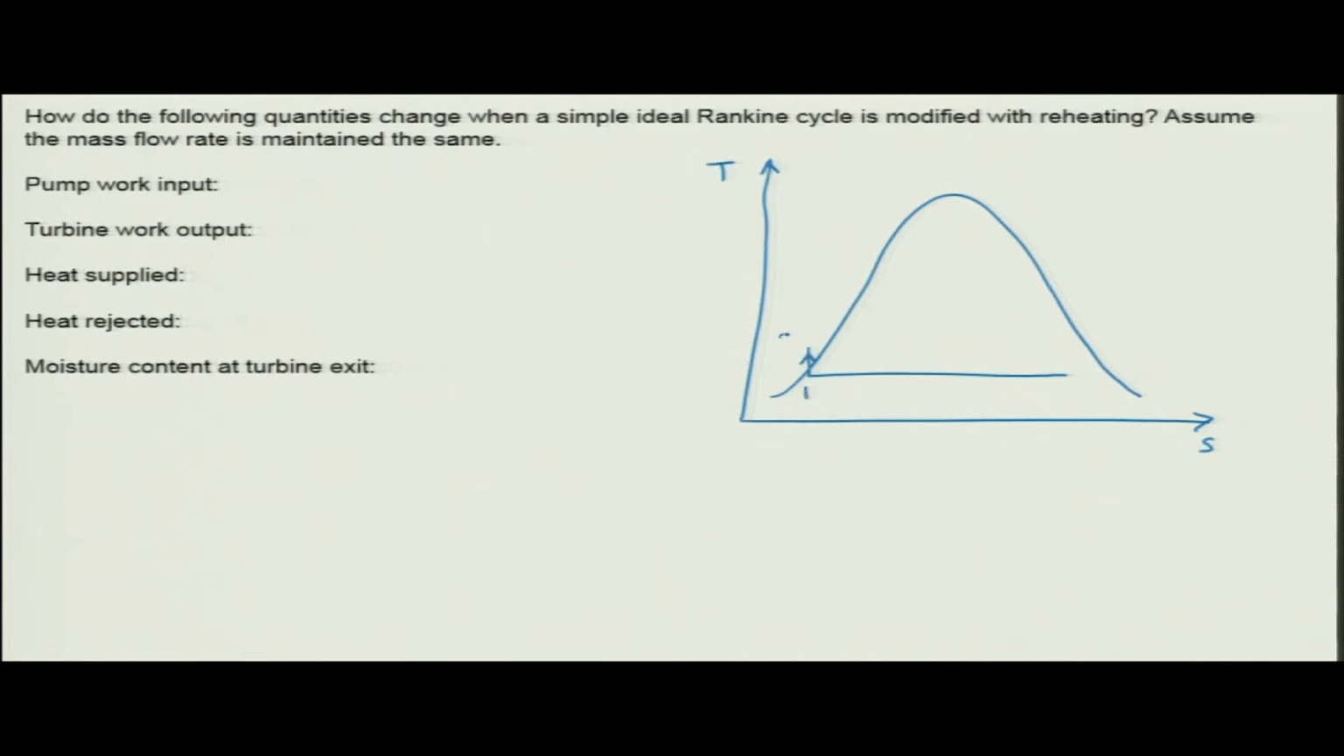So 1 to 2 is basically your pump work, and then 2 to 3 is your boiler. So, heat addition in the boiler Q in. Now, 3 to 4 is your expansion in the turbine. Now if you modify this for reheating, then what will happen? Suppose you expand from 3 to another point, 3 dash, and then you again heat it up to another high temperature. So, this is your second round of heat addition. Now, you expand it further.